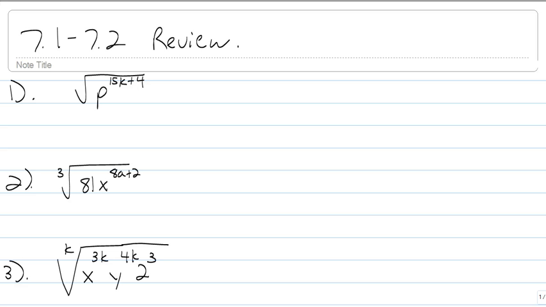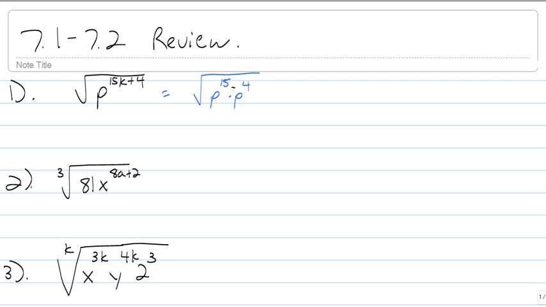Okay, this is the review, but really it's just a few more things you can do with exponents. Now you have to figure out, remember, when you have the square root of p to the 15k plus 4, we looked at that back in chapter 6 with how to split that up or combine them. That's the same thing as saying I have the square root of p to the 15k times p to the 4th. Remember, when you combine them, you add the exponent.